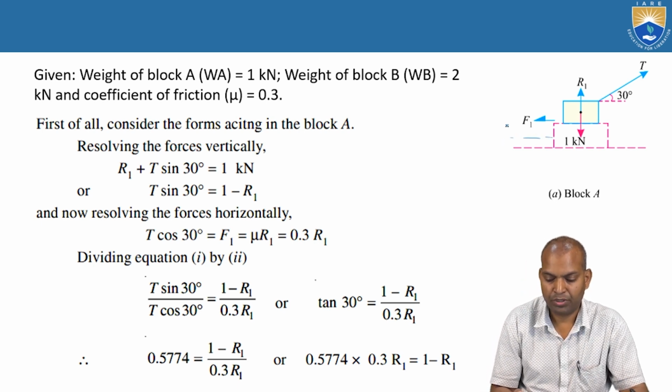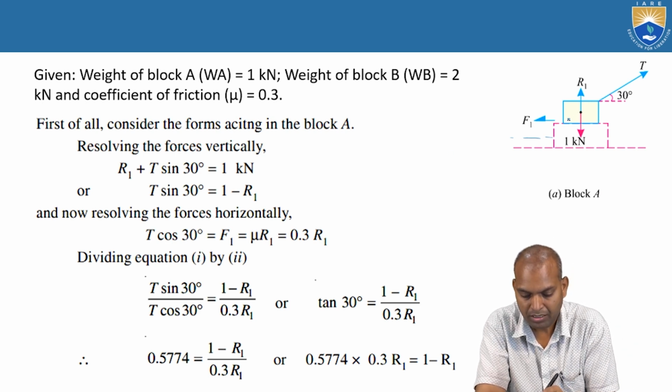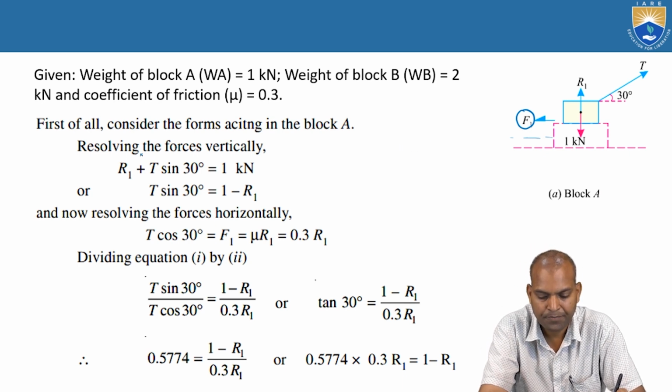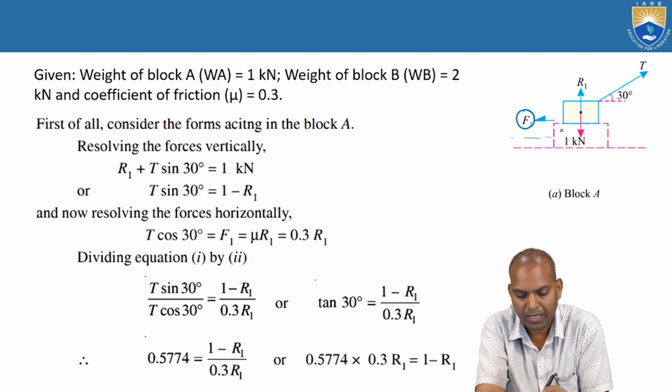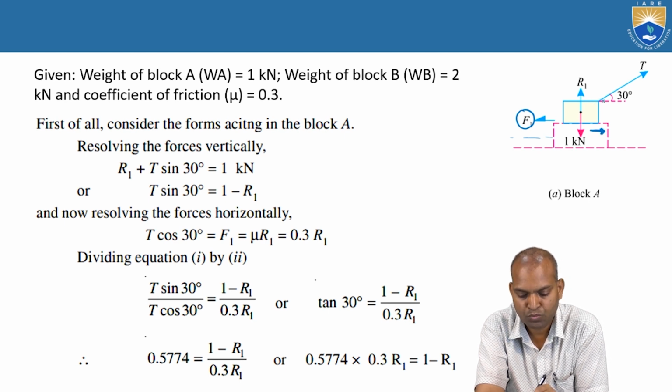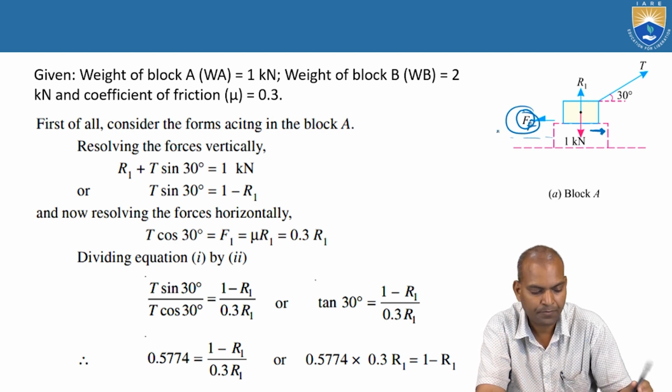Okay, the important thing to know here is this: the tendency of block A is to move back in this direction, so the friction force acts in this direction. You may be thinking that on body B the friction force will be in this direction. Since body B is moving in this direction, body A is pulled along with it, and the friction force acts in this direction.